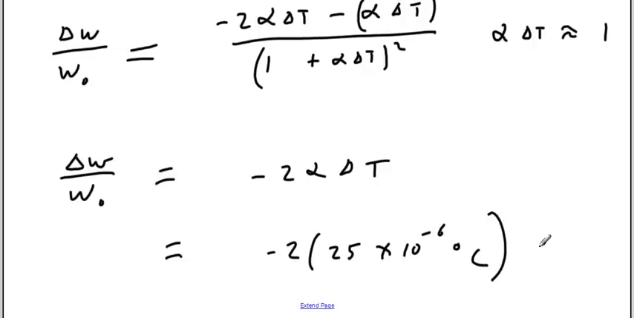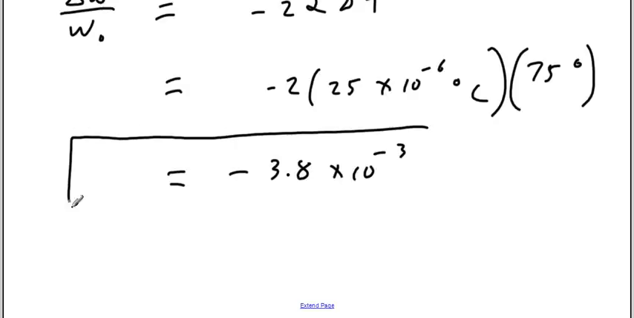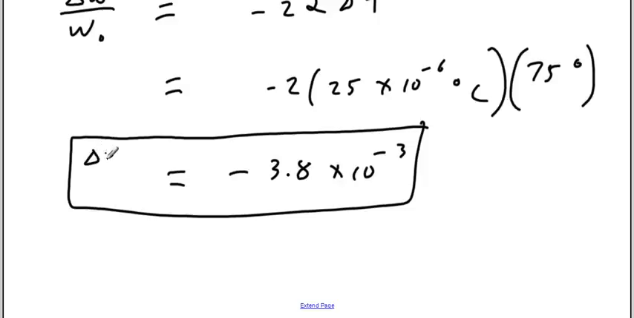Okay, and my delta T was 75 degrees. Yes, it is 75 degrees. And so my fractional change is minus 3.8 times 10 to the minus 3. And that would be my fractional change in omega naught. Now we only made 2 or 3 assumptions in there going through the problem to come up with that answer. But that's the nature of the game, so we get to do that.